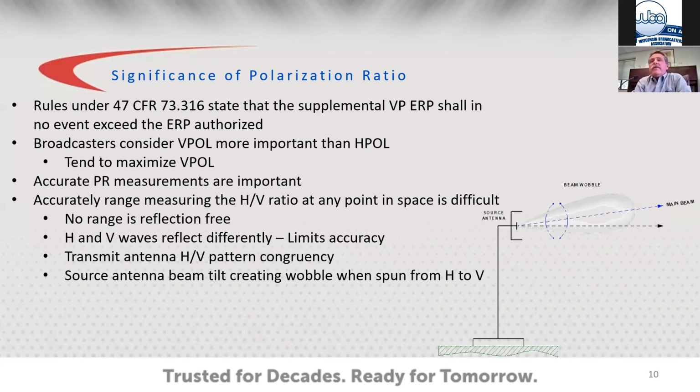Accurately measuring HV ratio is very difficult. As I said, no range is reflection free, and horizontal and vertical waves reflect differently. This all limits the accuracy. Also, you have to ask the question, are the H-pole and V-pole patterns coming from the source antenna the same? If there's any beam tilt on the source antenna, as you rotate that antenna from horizontal to vertical polarization, that basically creates a wobble, which again introduces error into the measurement. So it's a tricky measurement for sure, and all these possible issues can be eliminated and removed with computer simulation.